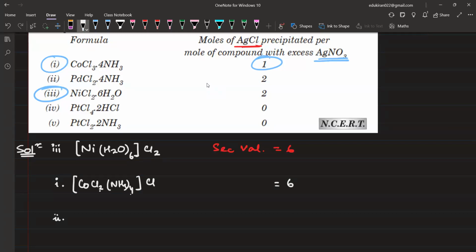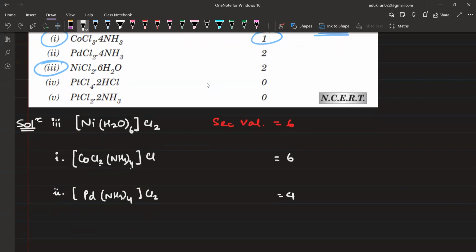For the second question, Fadil, आपको समझ में आया? जी सर. How many chlorines will be outside in the second question? Tell me, guys. 2. Cl2, and inside will be having Pd and NH3 whole 4. Now the secondary valency, here we are having 4. तो ये हो जाएगा कितना? 4 हो जाएगा. ठीक है. Then looking at the fifth one.